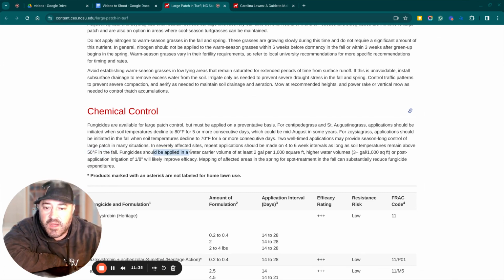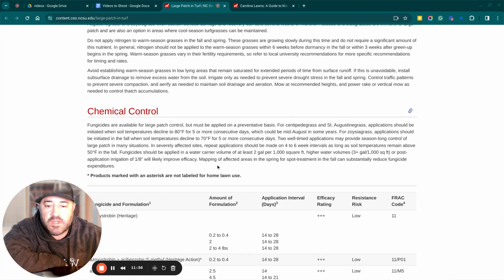Fungicides should be applied in water carrier volume at least 2 gallons per 1,000 square feet. So you want enough water to make sure that it's getting into the soil. If not, irrigate for 1/8 of an inch will improve efficacy.